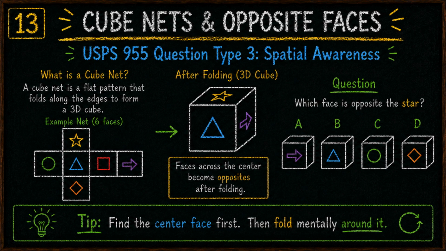So the solving method is, find the center face. Fold around it, identify touching faces, then identify the face across from the target. Cube nets become easier when you stop guessing and start tracking relationships.